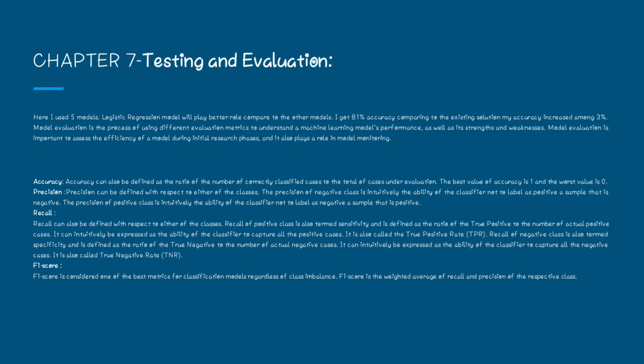After that, testing and evaluation. Yes, I used logistic regression. It is better compared to other models, and testing accuracy is 81%. Compared to the existing solution, my accuracy increased by 3%. For model evaluation, I evaluated the F1 score. F1 score is a best metric for classification, class invariant. F1 score is a weighted average of recall and precision of the respective class.